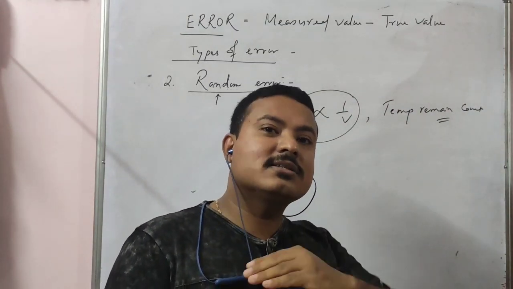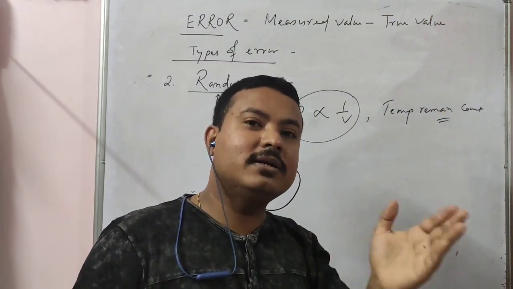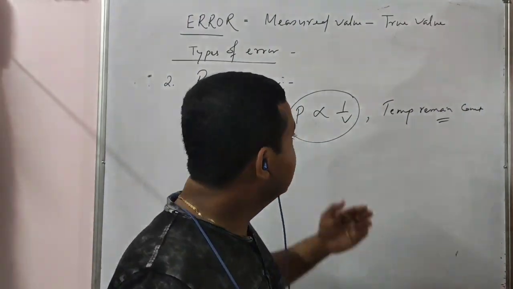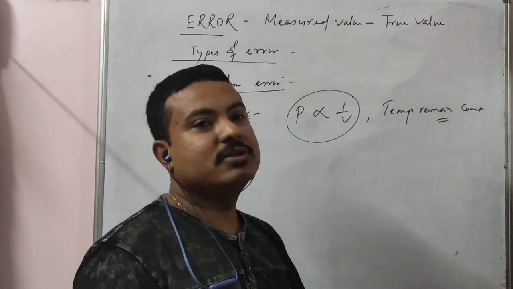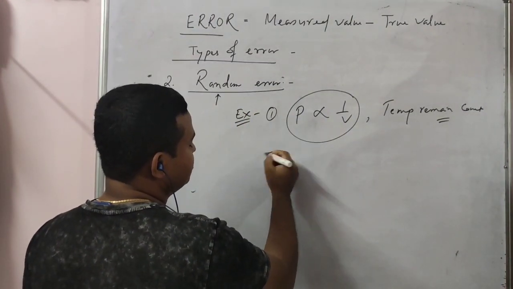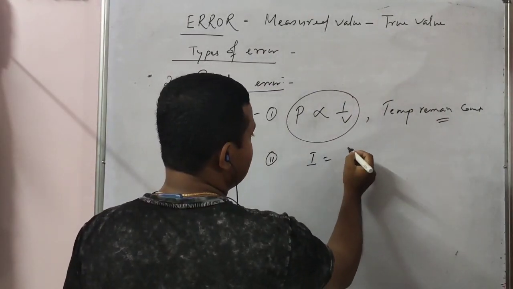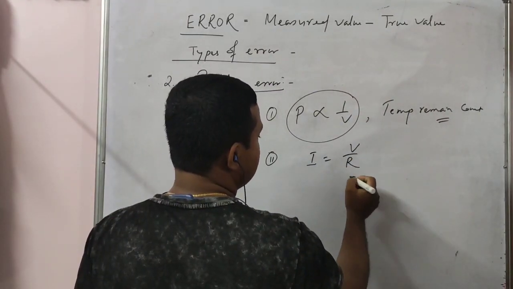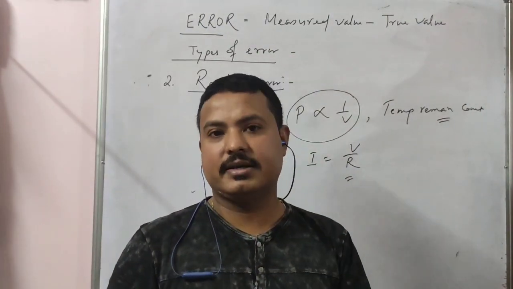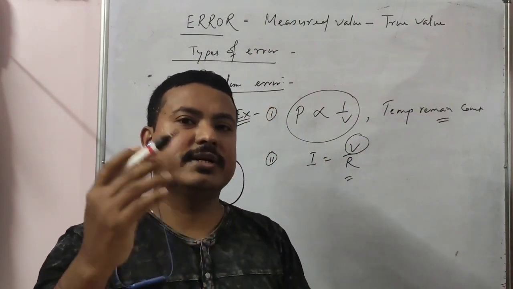And fluctuating like that, sometimes it goes higher, then it comes lower, again higher, again lower, but how it changes you do not know. And in that case you may encounter this random error. Or another example you can take, say you are measuring current. Current is given by potential difference by resistance. Suppose you are measuring current in electric circuits, and somehow the potential fluctuates.